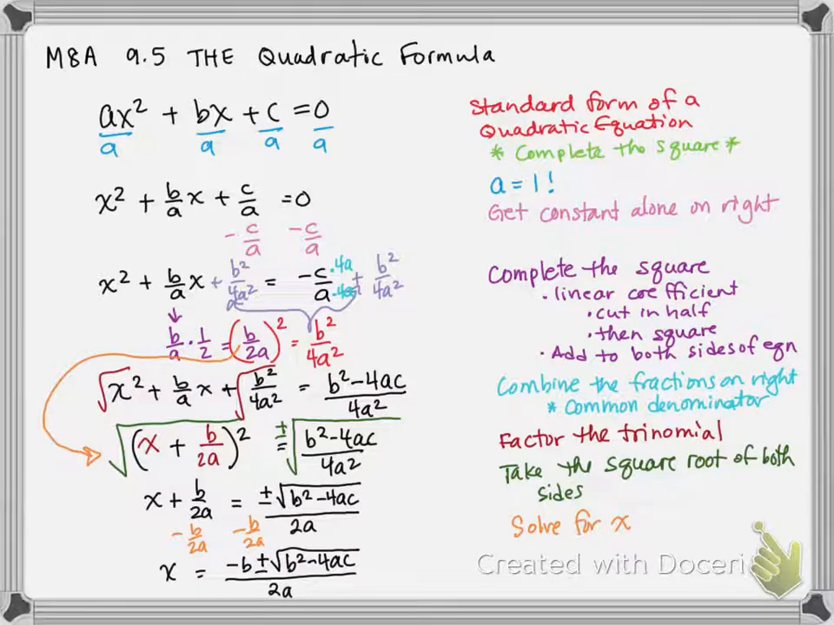So, here is the song. x equals negative b plus or minus square root of b squared minus 4ac, all over 2a. So be ready, because I'm going to make you sing it.